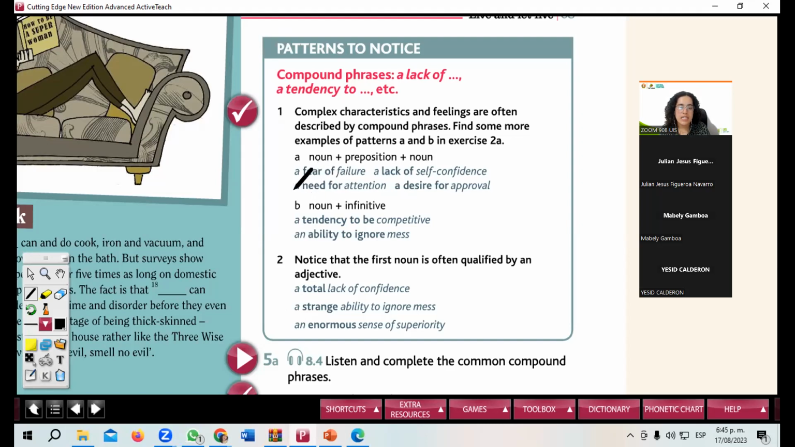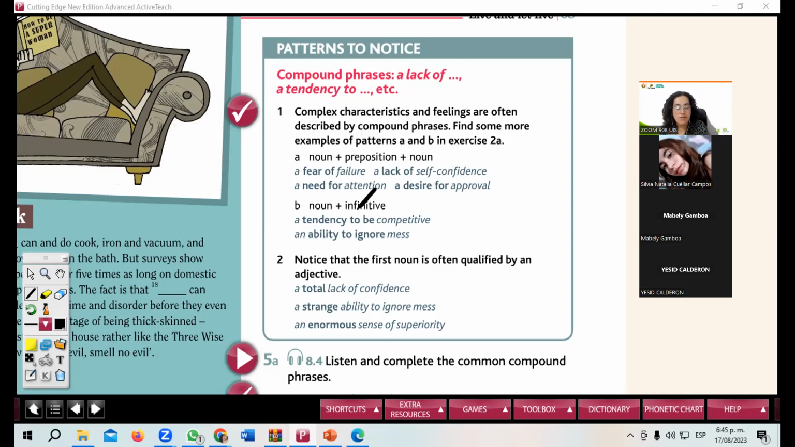A need, in this case, is not the verb, it's a need, similar to a necessity. So the word need is not only a verb, but it can also be a noun. It's similar to saying a necessity for attention, a need for attention. So a noun plus a preposition, in this case the preposition for, and the noun attention. And the last one here, a desire. What's the meaning of desire? Deseo. Yes. A desire for approval, un deseo de aprobación. So noun, preposition, noun.